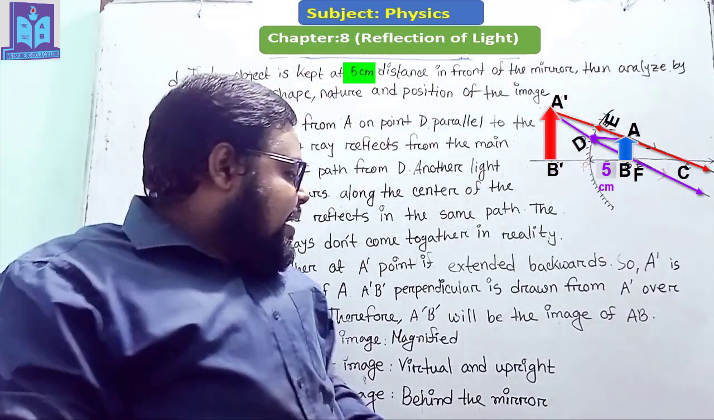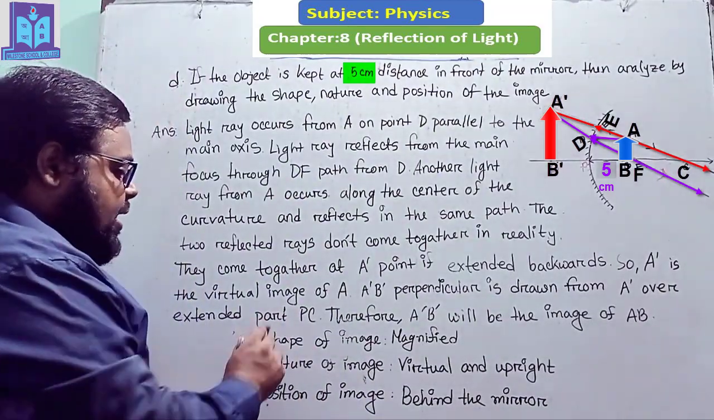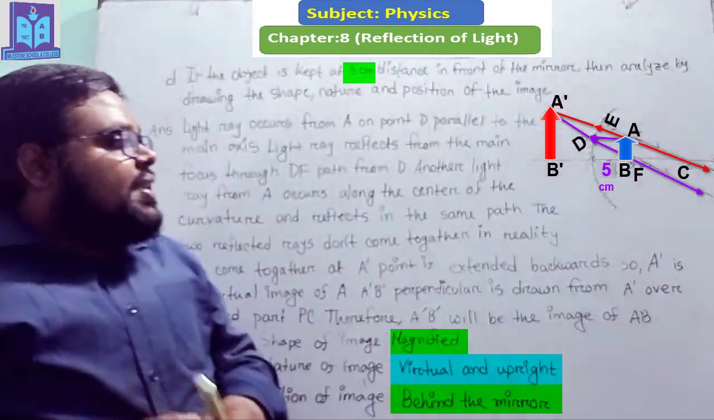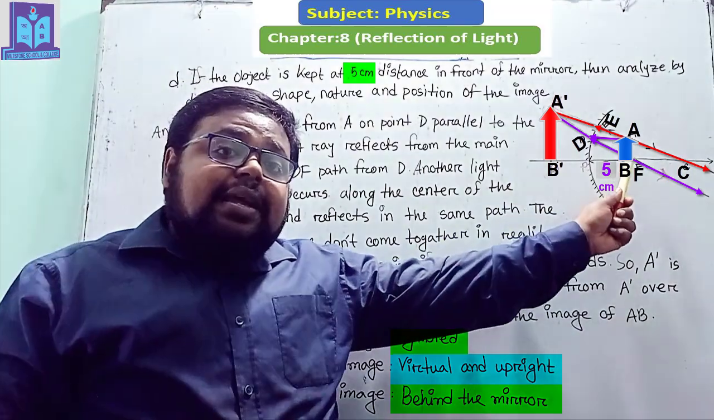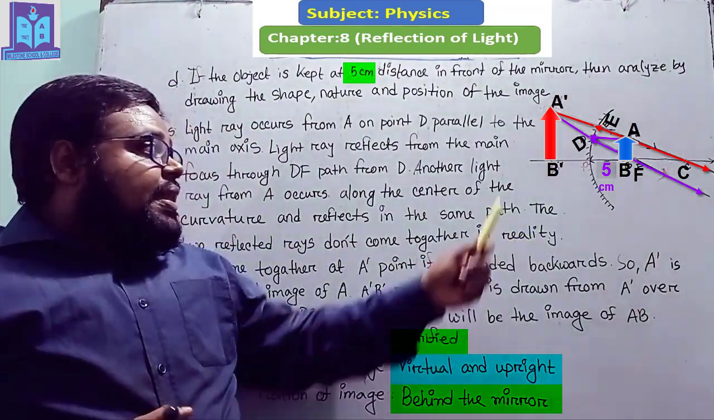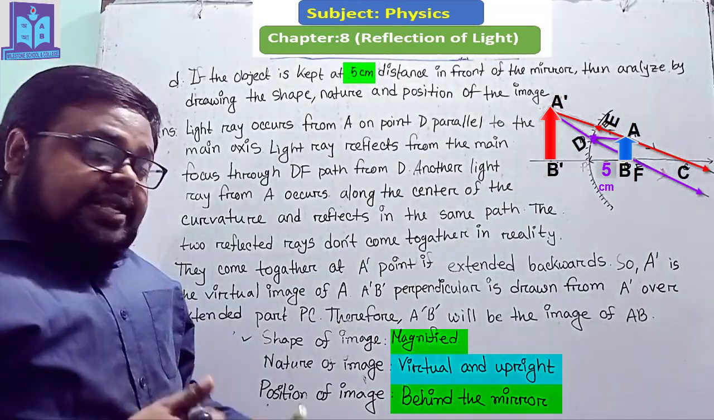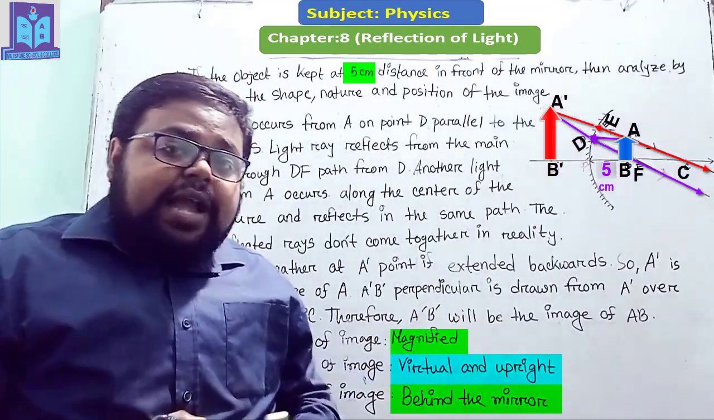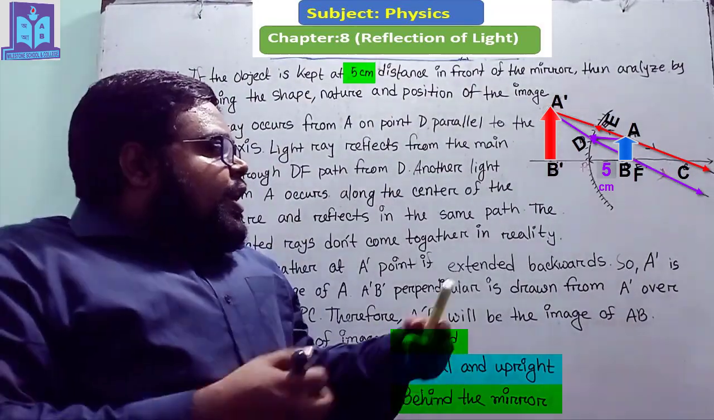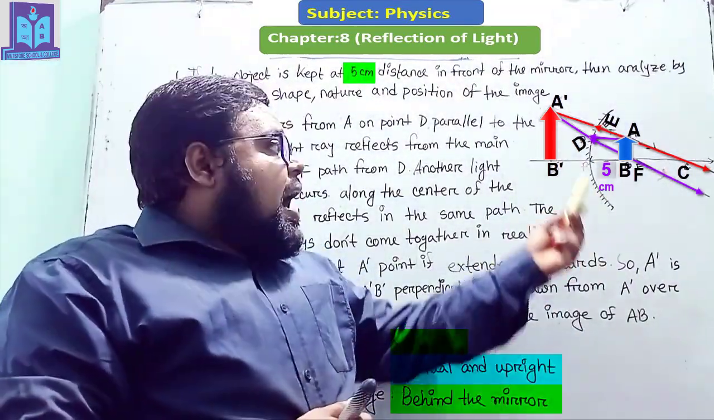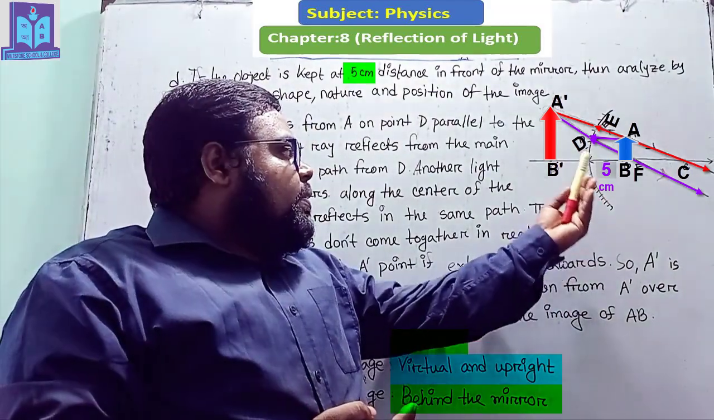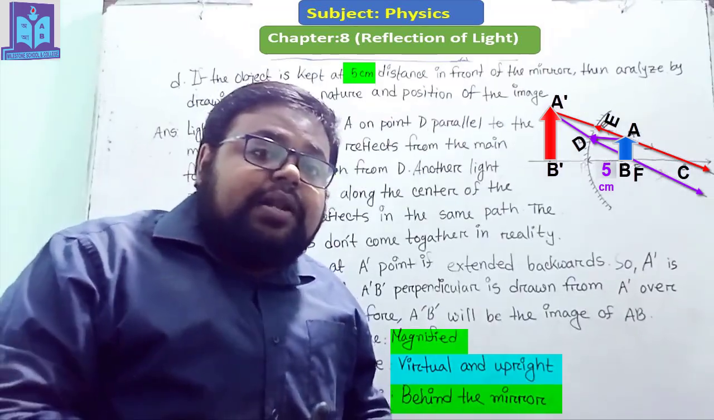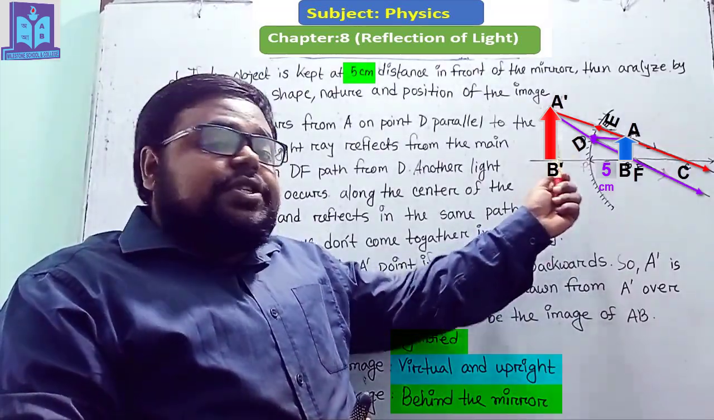My dear student, I will discuss with you the shape of the image. Here you can see that the image is larger than the object. That means this image is magnified. And the second nature of the image is virtual and upright. You know that if the image for any mirror is created behind the mirror, then the image will be virtual.